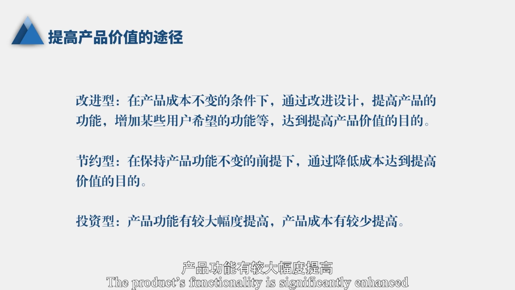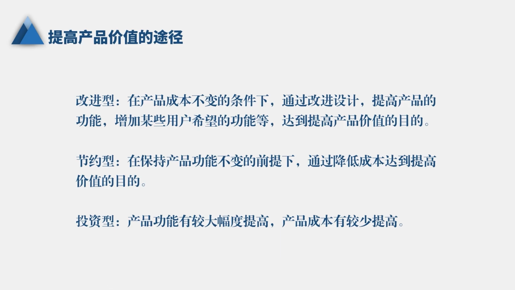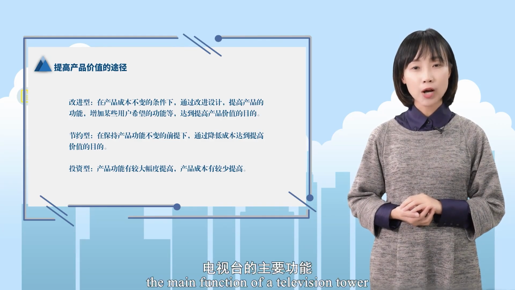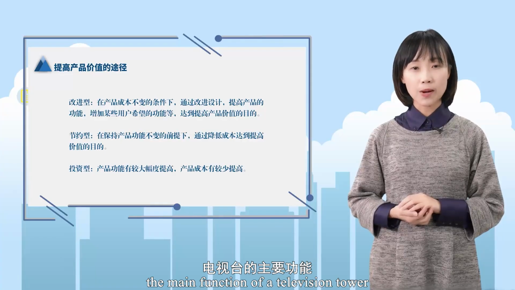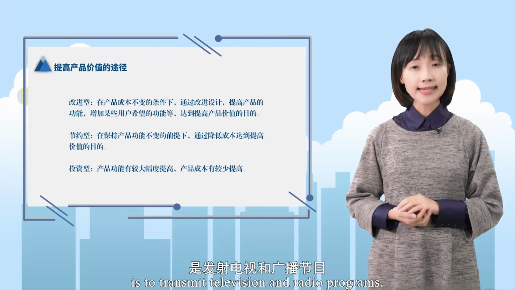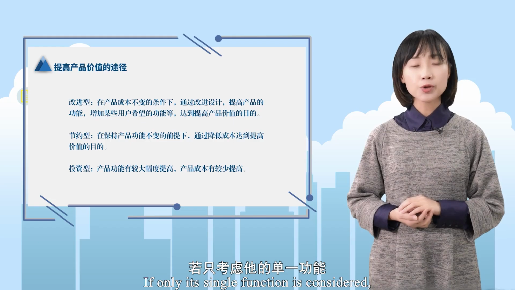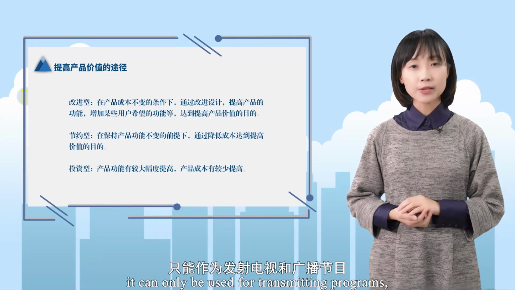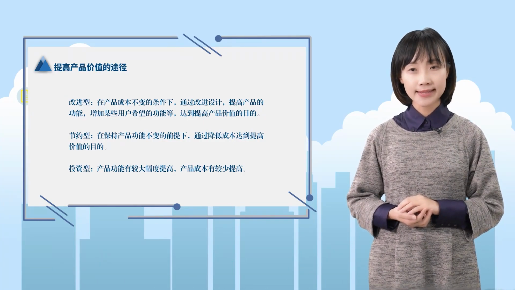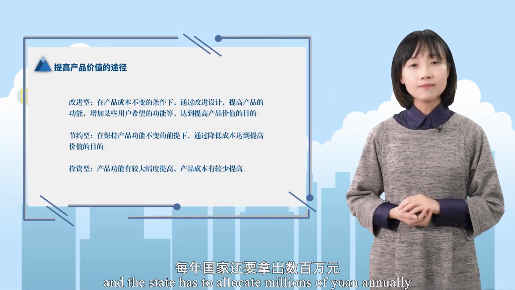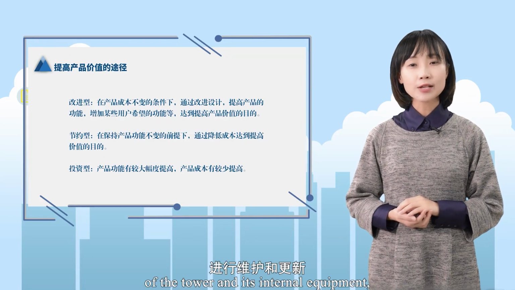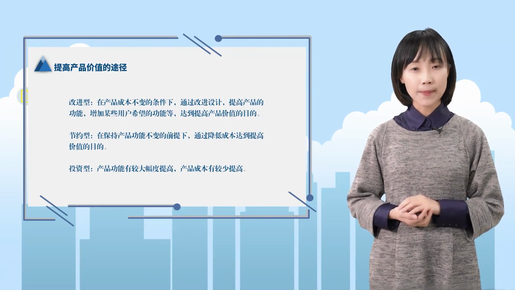The product's functionality is significantly enhanced with a relatively small increase in cost. For example, the main function of a television tower is to transmit television and radio programs. If only its single function is considered, once the tower is built, it can only be used for transmitting programs, and the state has to allocate millions of yuan annually for maintenance and updates of the tower and its internal equipment, resulting in poor economic benefits.